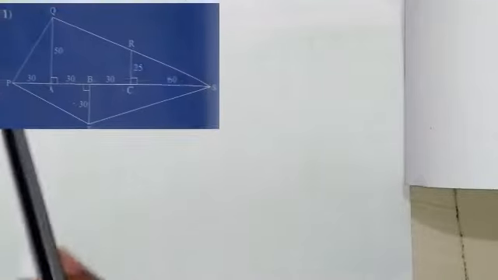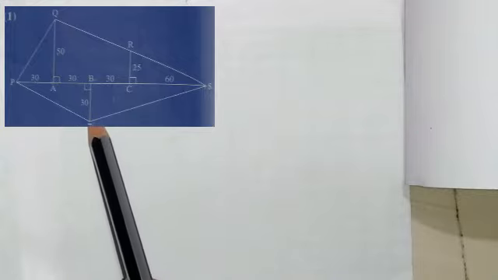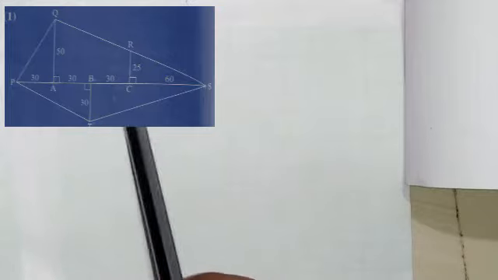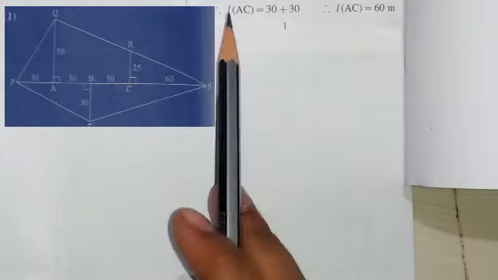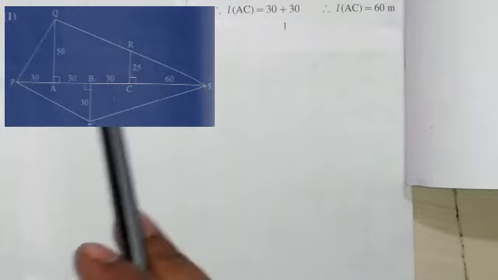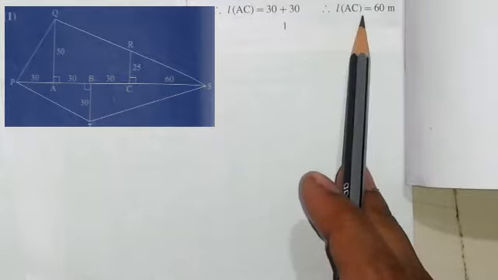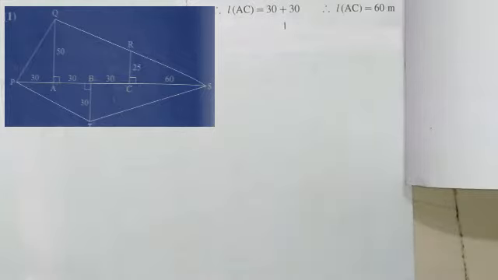Now students, if you will look into the diagram, then you can find out that in this quadrilateral, the length of AC is not given directly. So we have to find it out. If we look towards this diagram, then AC is divided by the point B. It means that the length of AC is equal to 30 plus 30. Therefore, the length of AC is equal to 60 meter.